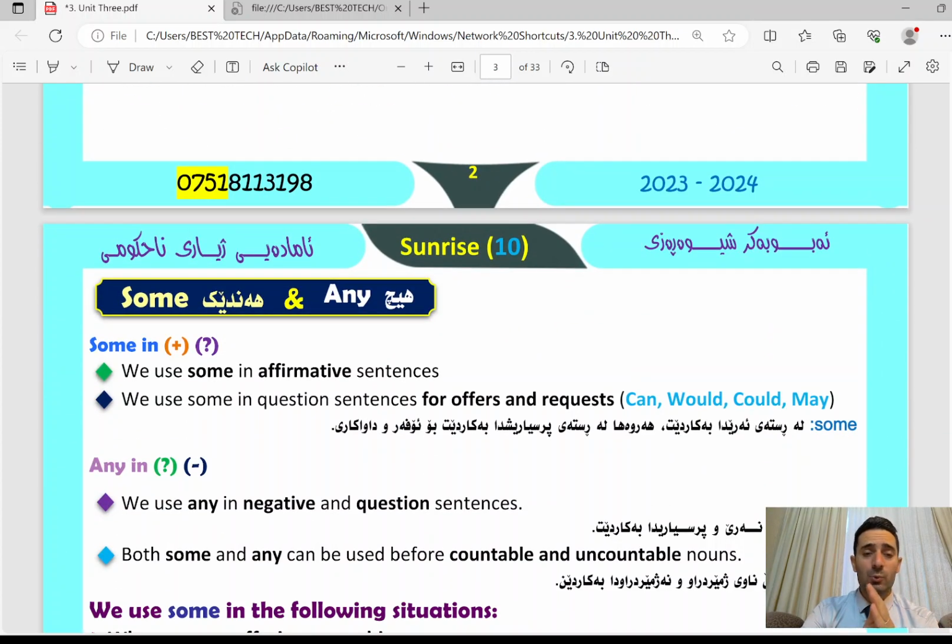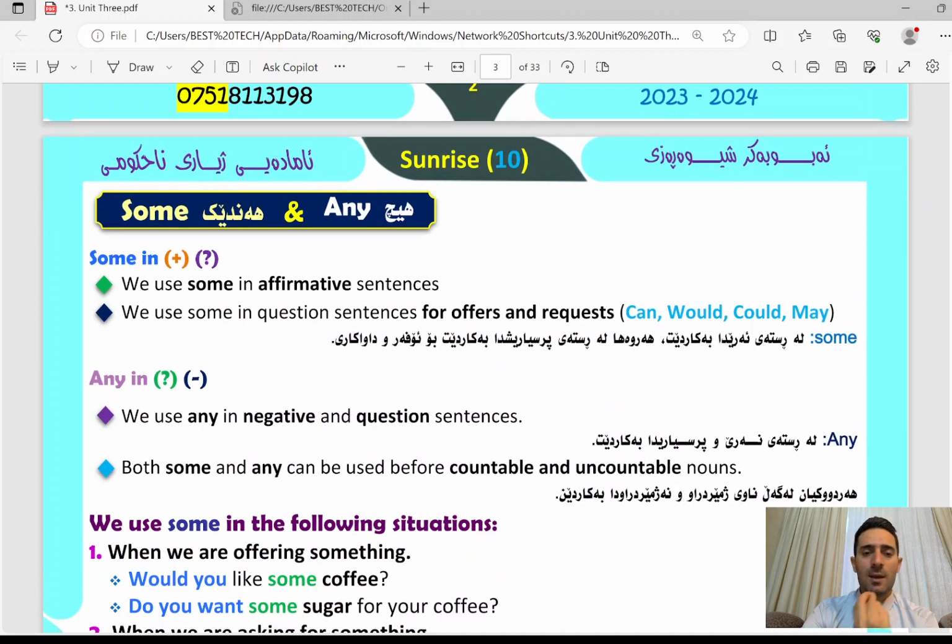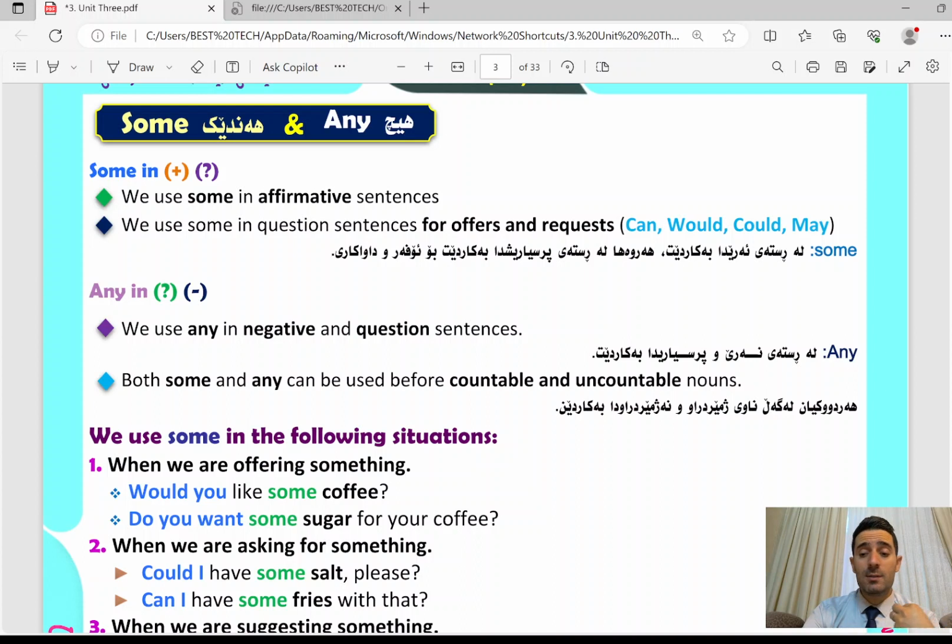So the first one is some and any. We use some in positive and question sentences. And also we use any in question and negative sentences. Whenever the sentence is positive we have to use some, and whenever the sentence is negative we have to use any.